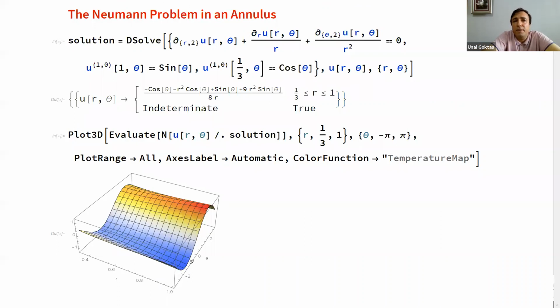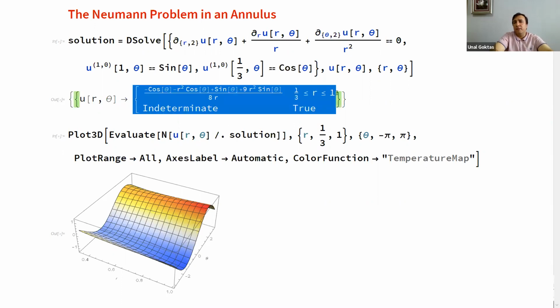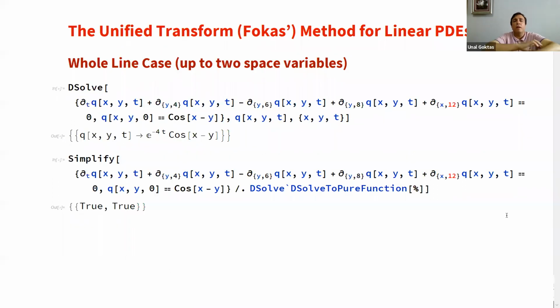The next example is we have a Neumann problem in an annulus, and we have a piecewise solution, and the solution is valid inside the annulus. And when we plot, the solution will be looking like this here. Okay, this covers our latest developments in classical problems.